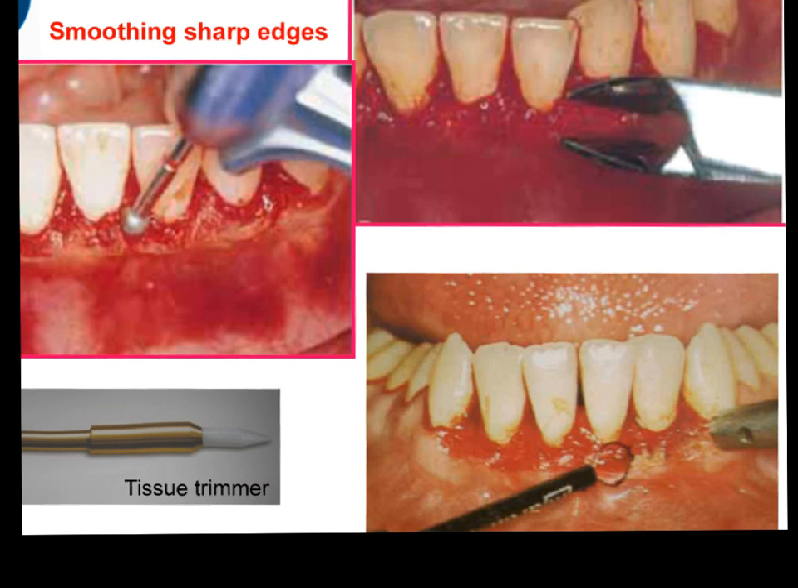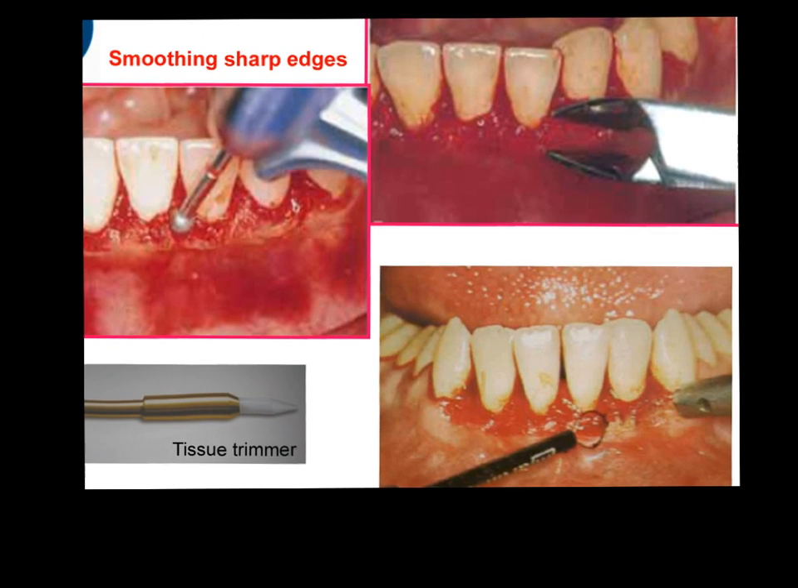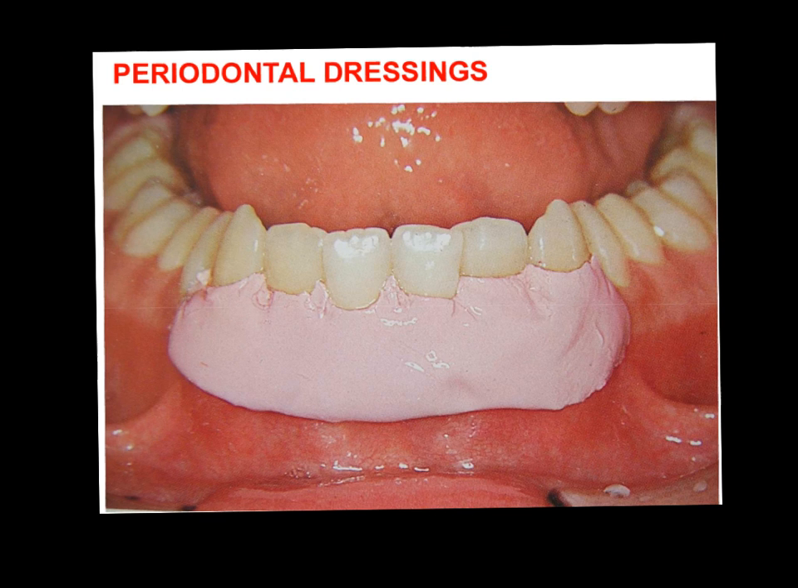This is the gingivoplasty with a burr. We reshape the interdental areas and excess gingival tissue to go with the normal contour of the gingiva. It's a tissue trimmer, it's a burr, it's a cutter, laser. After that, the periodontal dressing is placed.